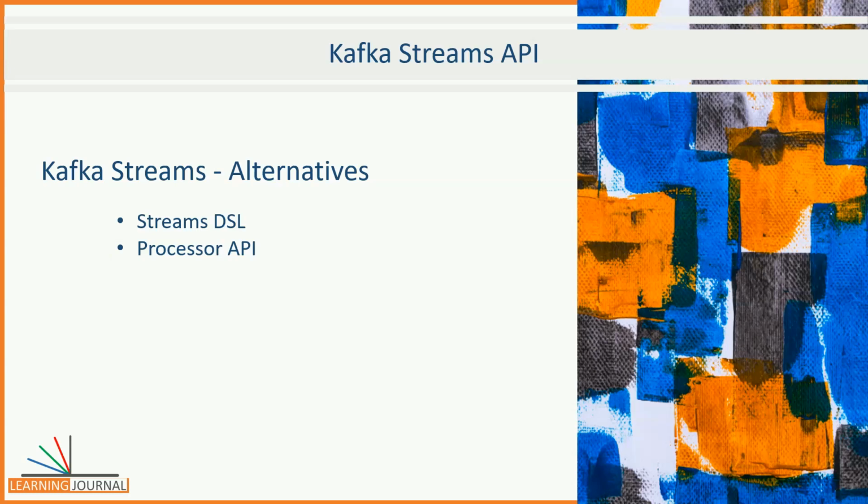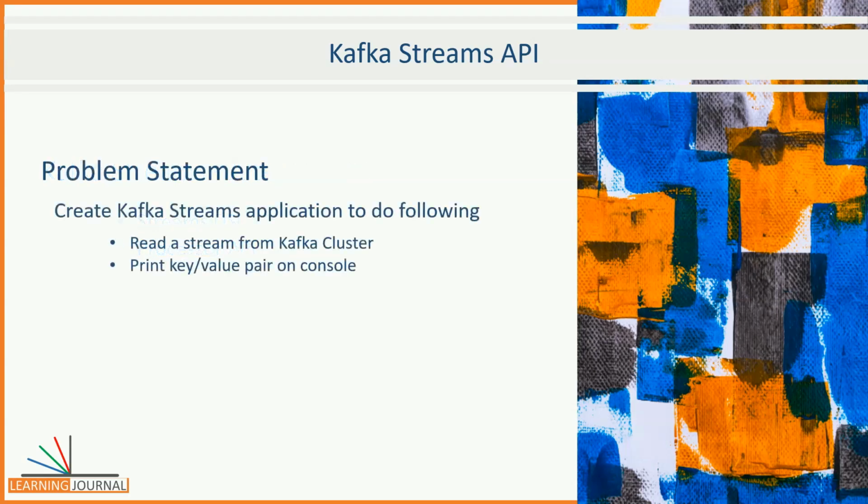Let's start our learning with a simple Kafka Streams application. As our first example, we want to create a straightforward Kafka Streams application to do the following two things. The first thing is to connect to the Kafka cluster and start reading a data stream from a given topic. In the second part, we want to print the stream on the console. We do not want to get into the processing yet, but simply dump it to the console. Great! The problem is defined.